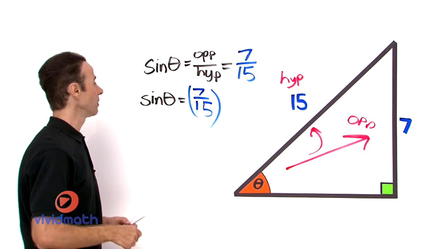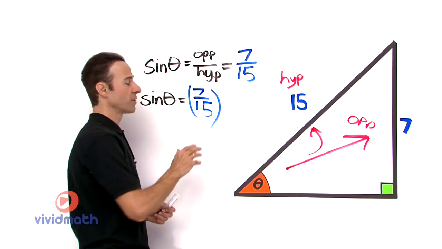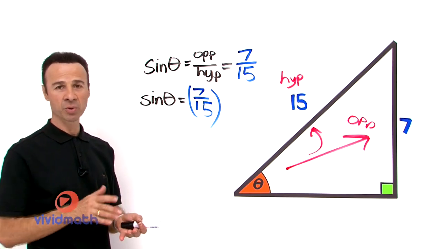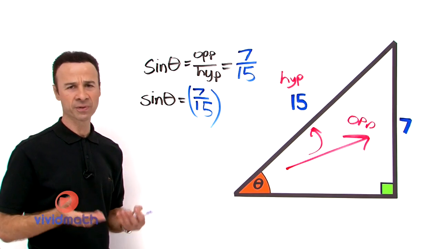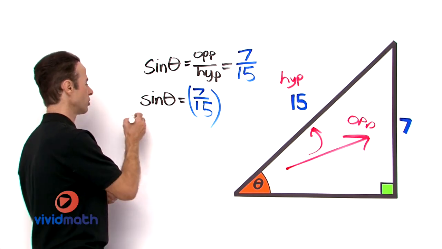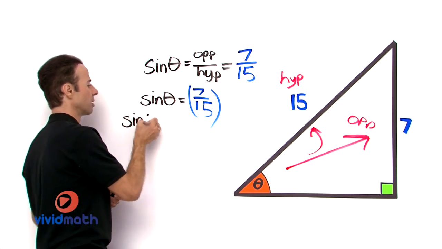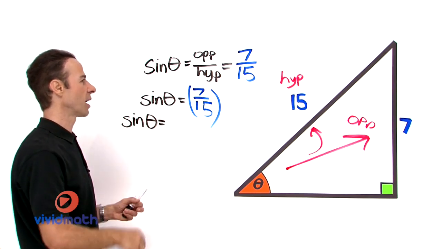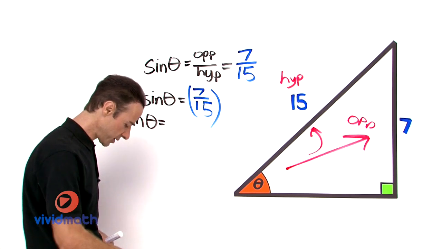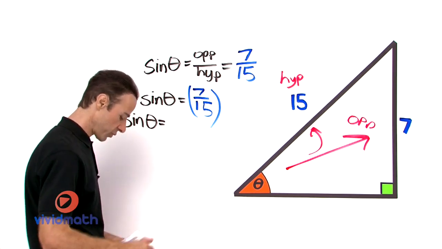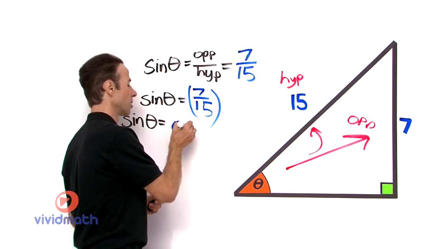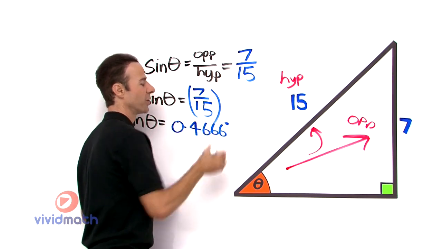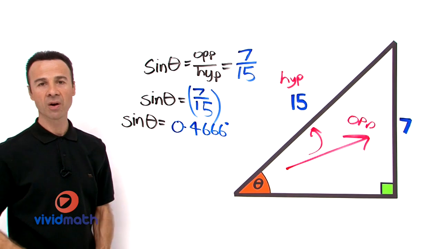We can actually simplify the 7 over 15 and change it into its decimal. The way to do that on your calculator, you probably know how, is 7 divided by 15. That'll give you the decimal. So sine theta equals 7 divided by 15 on the calculator, which is 0.4666 recurring. Let's write that down. The 6 goes on forever.